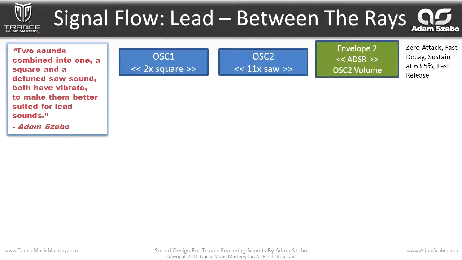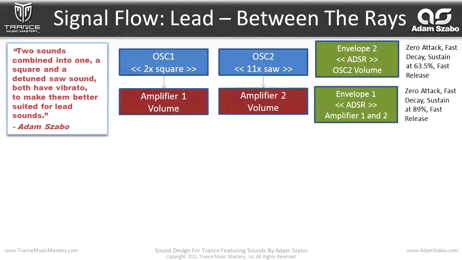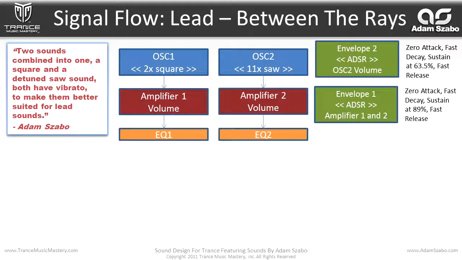Envelope 2 is used to modulate oscillator 2 volume with zero attack, fast decay, sustain at 63.5%, and a fast release. Each oscillator flows into its own amplifier, with envelope 1 modulating the volume of both amplifier 1 and 2, with zero attack, fast decay, sustain at 89%, and a fast release. And then each of the amplifier outputs flow into its own EQ, EQ1 and EQ2.